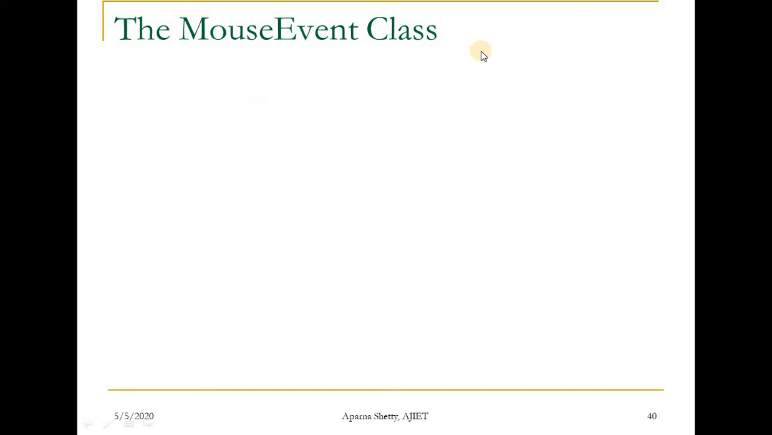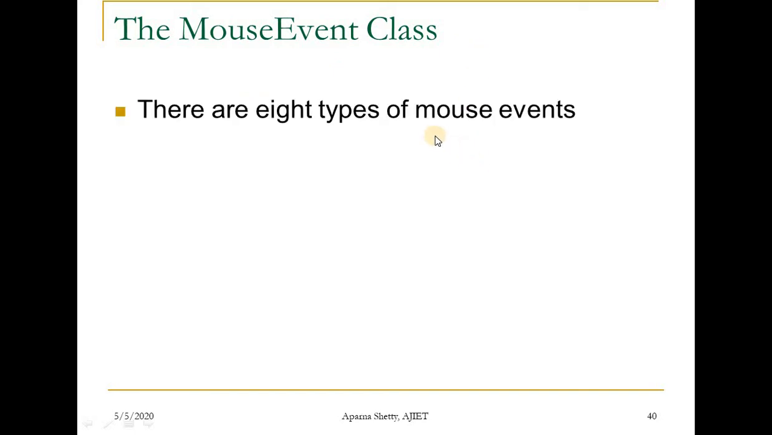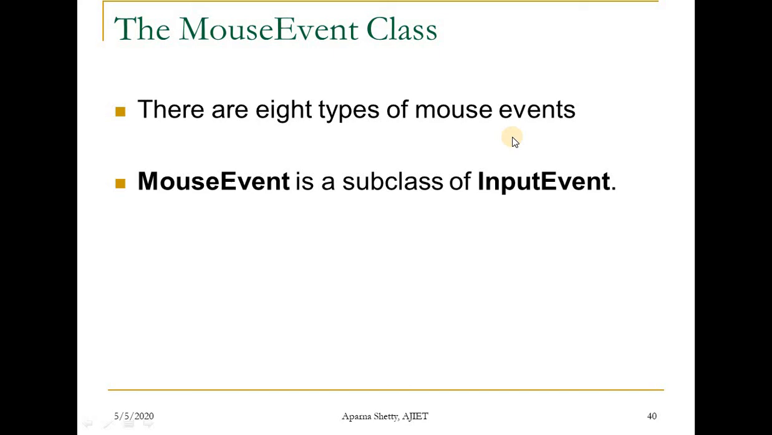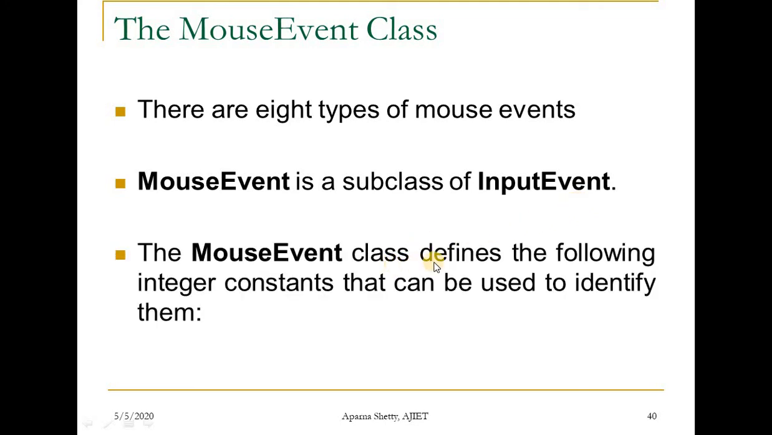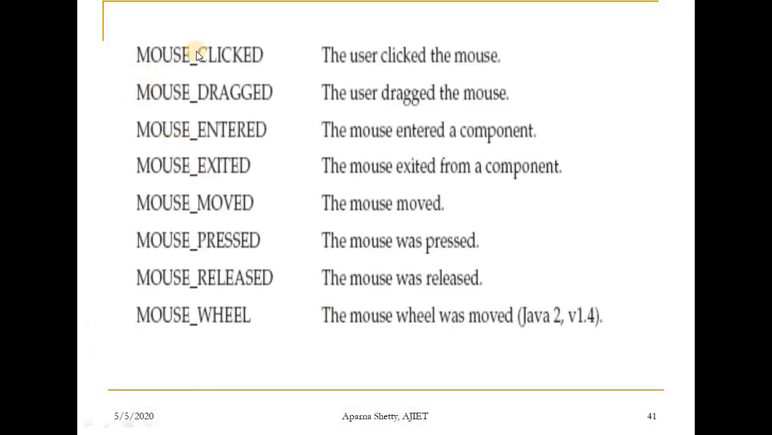Next we will see about the mouse event class. There are 8 types of mouse events, and the mouse event is a subclass of input event. Mouse event class defines the following integer constants that can be used to identify them. So let us see about the different types of mouse events. Mouse clicked, when the user clicked the mouse. Mouse dragged, the user dragged the mouse. Mouse entered, the mouse entered a component.